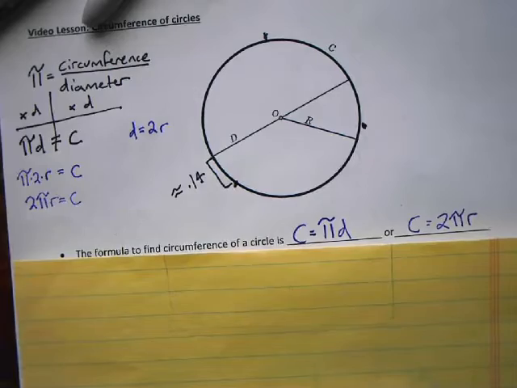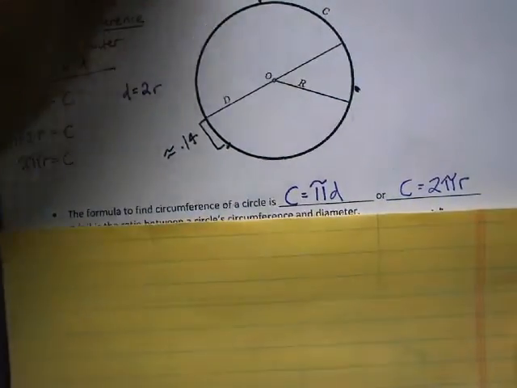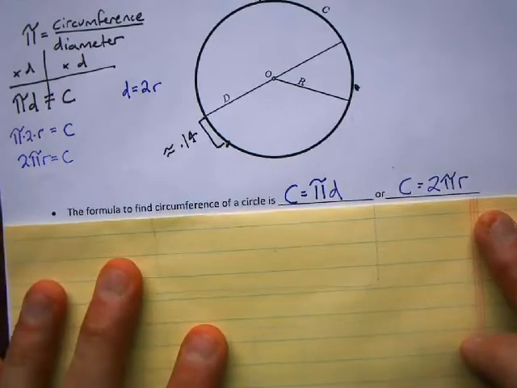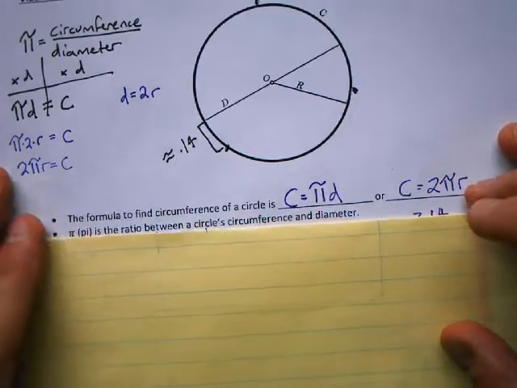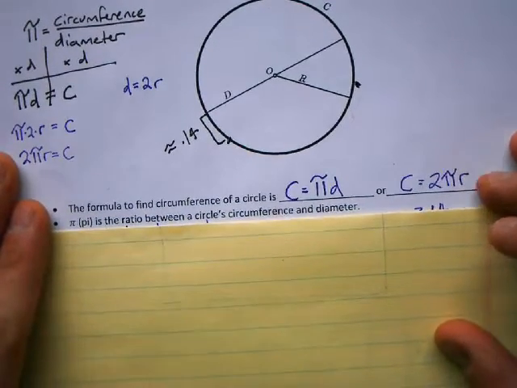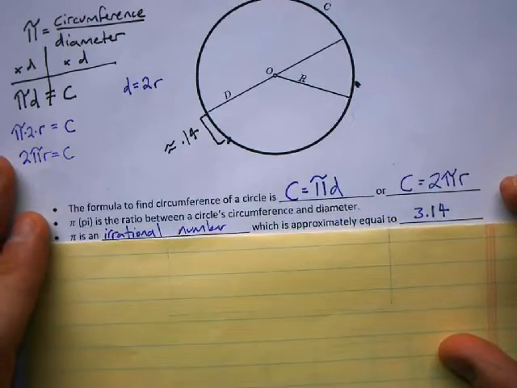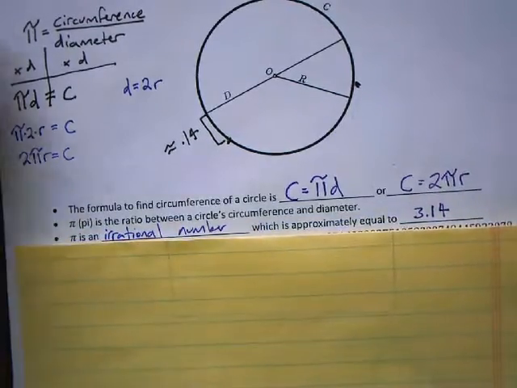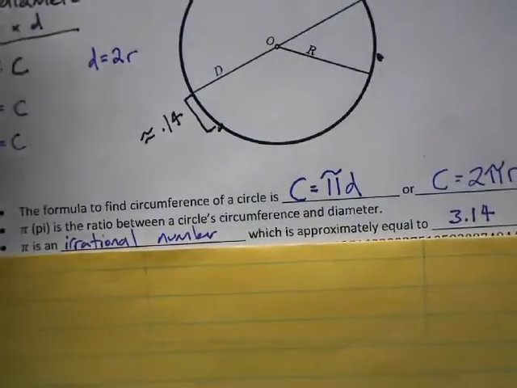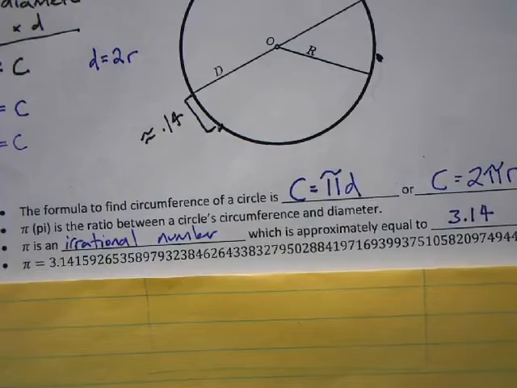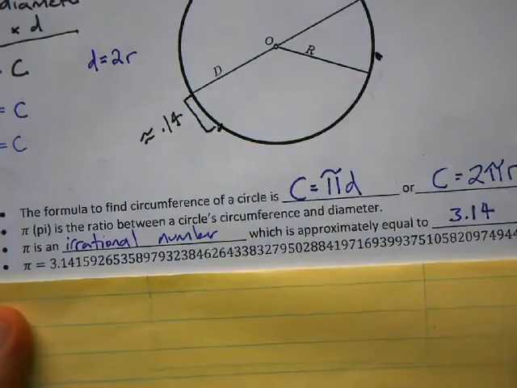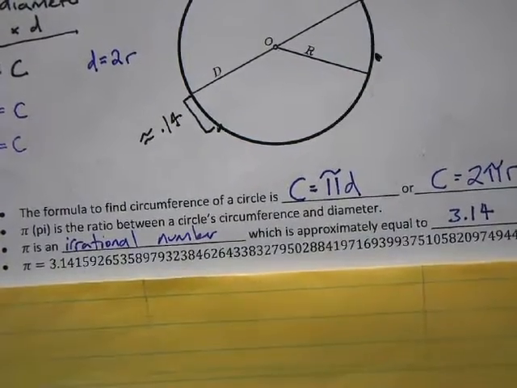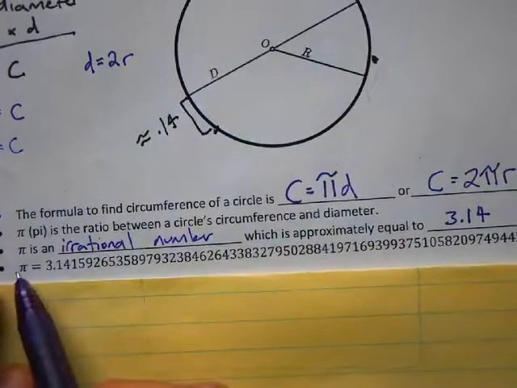So the formula to find the circumference of a circle is pi times the diameter, c equals pi times the diameter, or c equals 2 times pi times the radius. And you have already discovered this, but pi is the ratio between a circle's circumference and its diameter. And it's an irrational number, approximately equal to 3.14. We could write out more digits, 3.14159265535, and so on. In fact, though, this isn't actually equal to pi. This is just 20, 30 digits of pi. Pi is going to go on infinitely without repeating. The only way to exactly represent pi is with this symbol, pi.